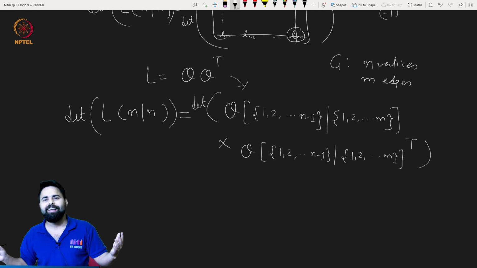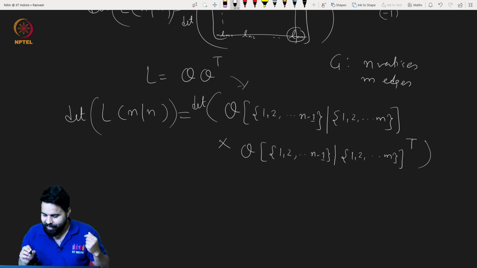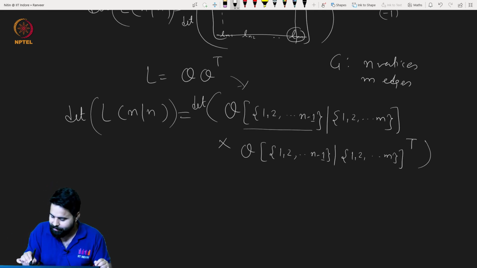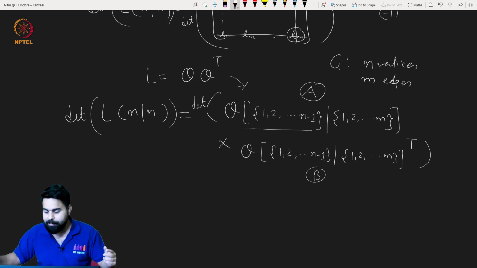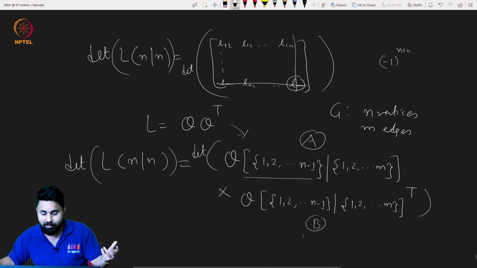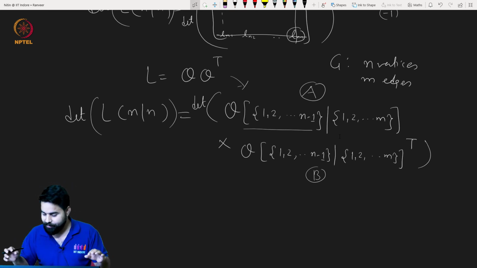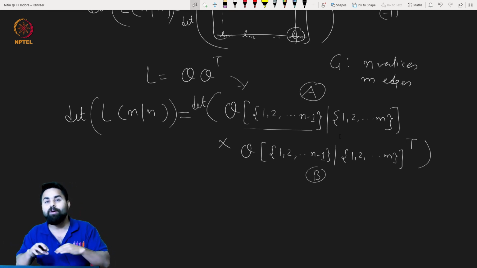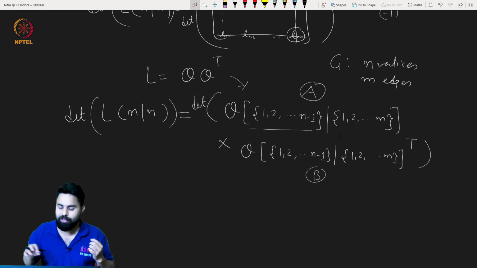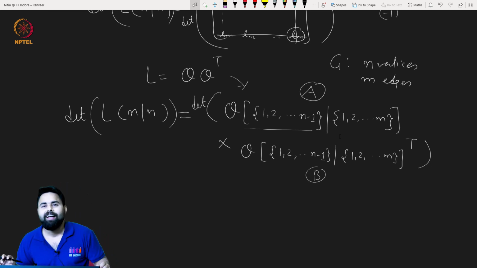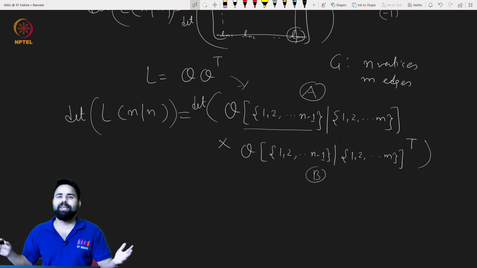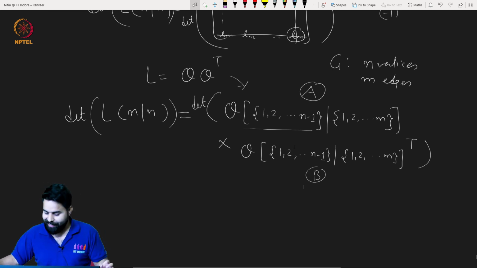Now immediately you will realize that I can treat this matrix as A and this matrix as B, and then maybe I can make use of the Cauchy-Binet formula, right? A is an n minus 1 cross m matrix. B is an m cross n minus 1 matrix, because this is a transpose. Indeed, we will make use of the Cauchy-Binet formula very elegantly.